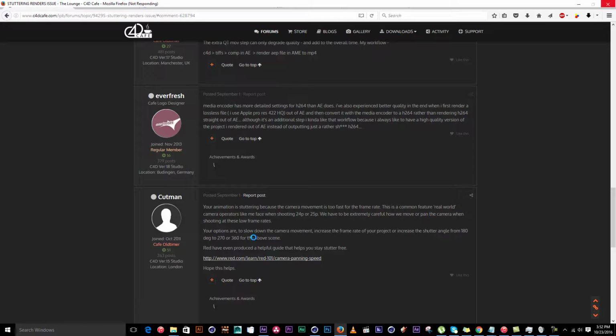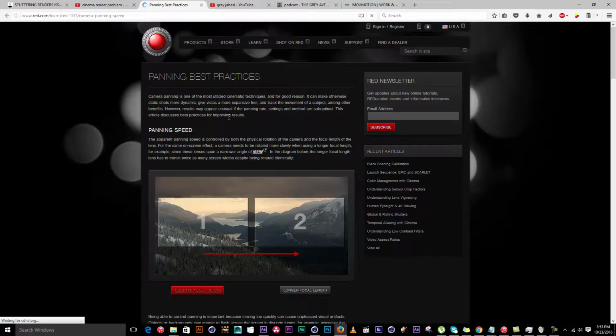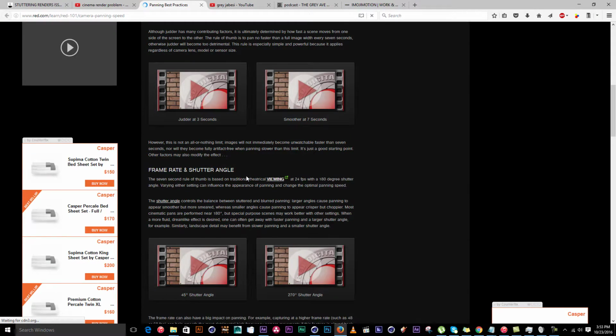Your options are to slow down the camera movement, increase the frame rate of your project, or increase the shutter angle from 180 degrees to 270 or 360 for the above scene. Red produced a helpful guide that helps you to stay stutter free, and it gave me a link right there. And they have the help about all this there. So I checked it out, I read, went through it, and then now I understand what was causing it.